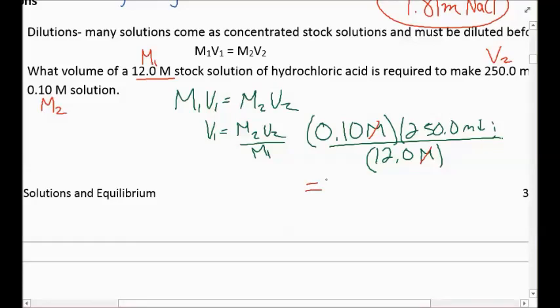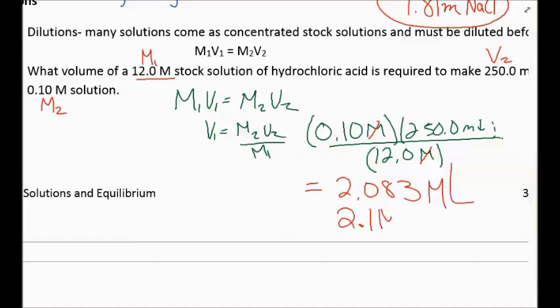So we're going to plug this into our calculator. So you end up with 2.083 with a capital M here. You want to keep sig figs in mind because the 0.1 has two significant figures. It's going to be 2.1. Oh, it should be milliliters, not molarity here. That's a common mistake, just to put a unit with it. Sorry about that. So you would need 2.1 milliliters in order to make this solution.